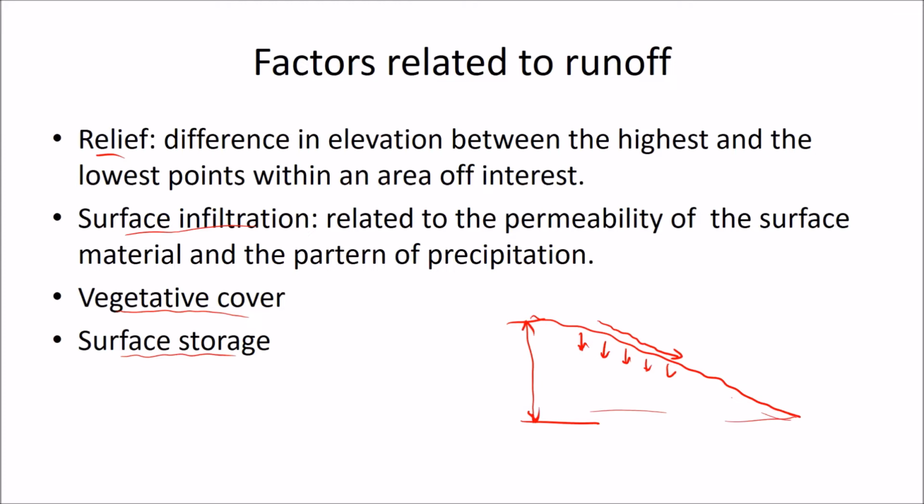The vegetative cover means the trees on the surface. It may help water come into the slope, and it also plays another role against the flow, because it resists the flow going down. Also the surface storage means the ability of the soil and rock on the surface to keep water for a short or long time. So all the factors here influence the runoff.